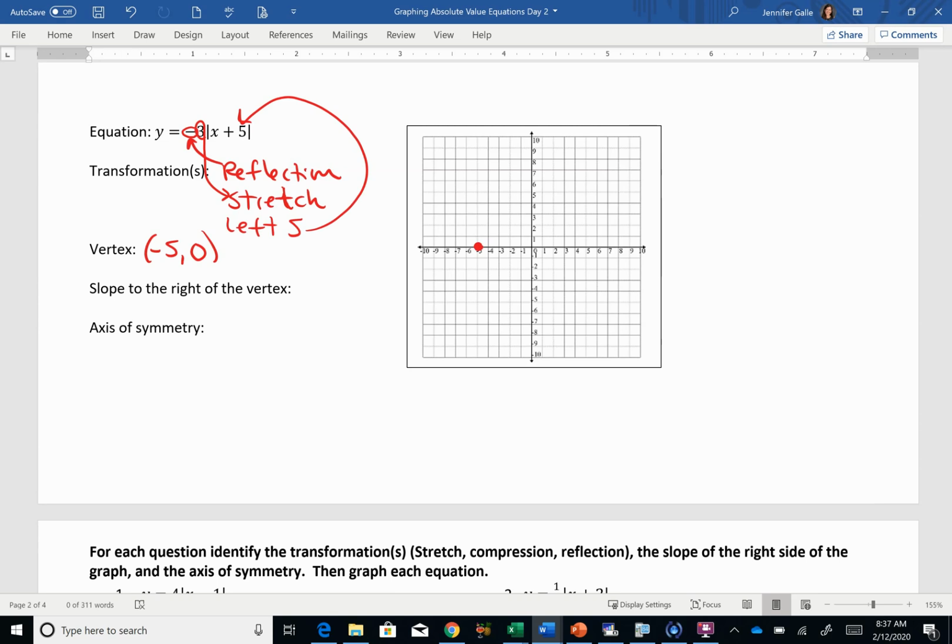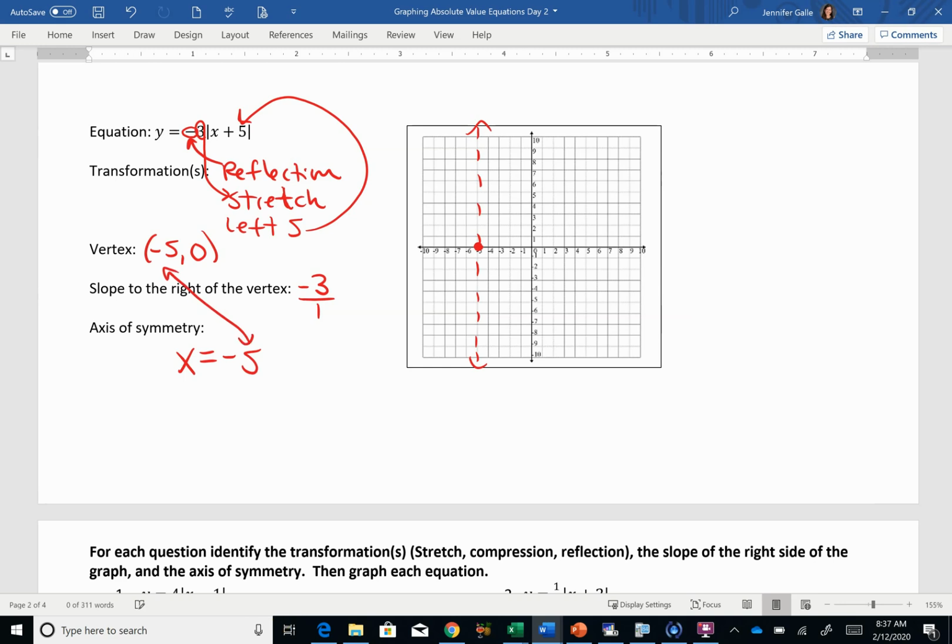The slope of the right, that's the number in front of my absolute value bars. Remember, for the slope, we still include the -3. Axis of symmetry goes right through that vertex. It's a vertical line. Automatically, it's x equals. On that entire vertical line, what does x equal? X equals -5.